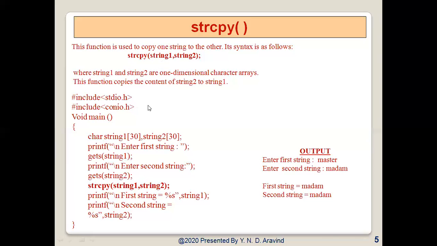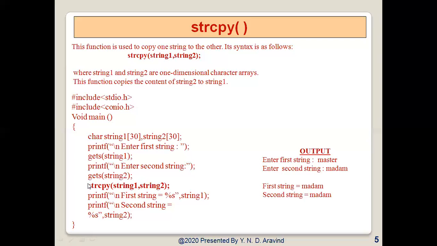Now let us see the small program. Here we have two strings, string 1 and string 2, declared to be string variables of size 30. So each of these variables can store up to 30 characters, including the null character \0. String variable string 1 is initialized with master, and string 2 is initialized with madam. Now my string 1 has the value master and string 2 has the value madam.